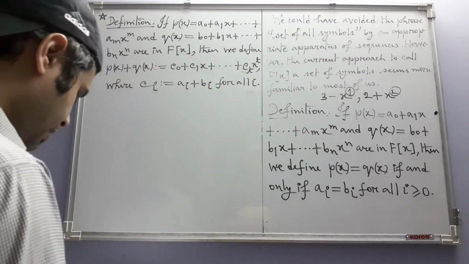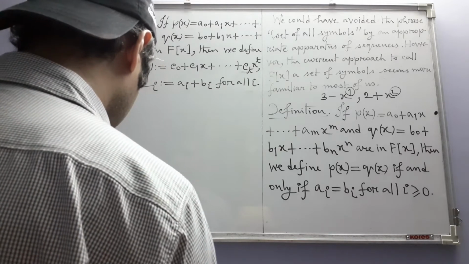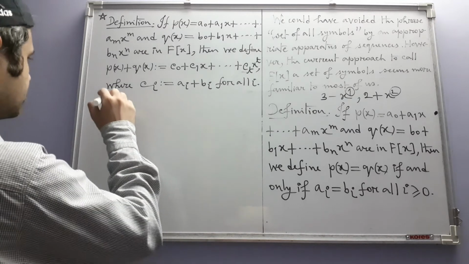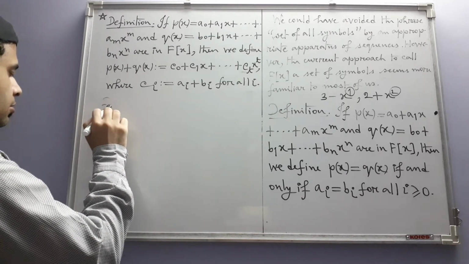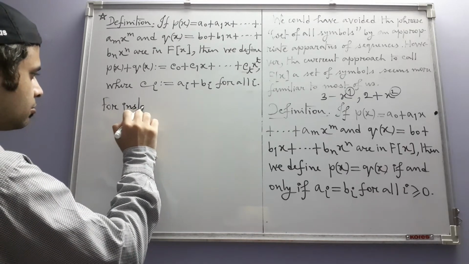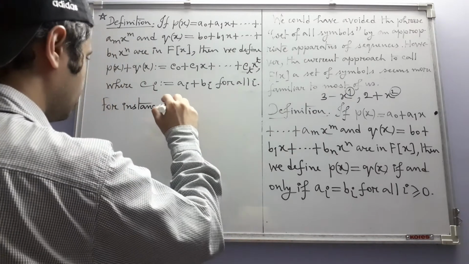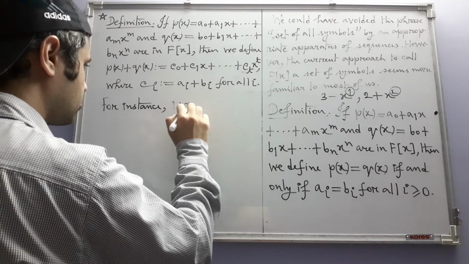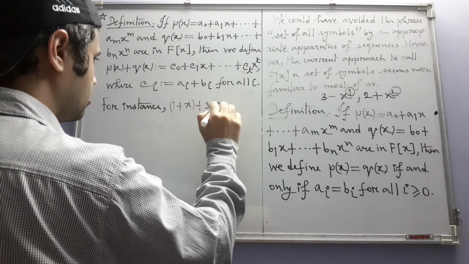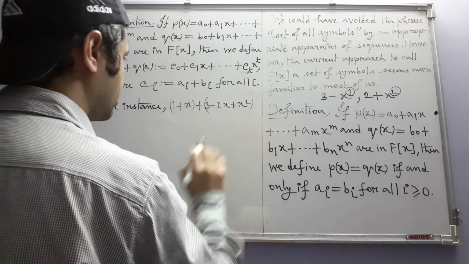Okay, so that is addition, and here they have provided one example. Let's just show you that example also. For instance, 1 plus x plus 3 minus 2x plus x square.